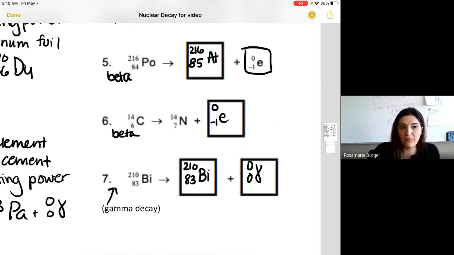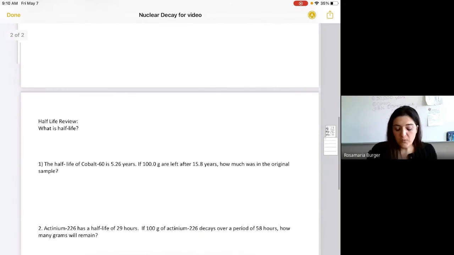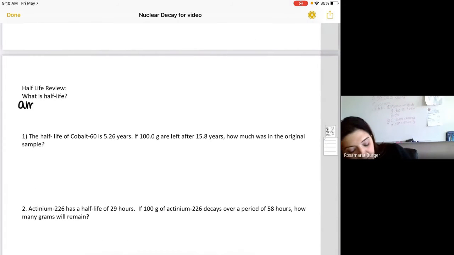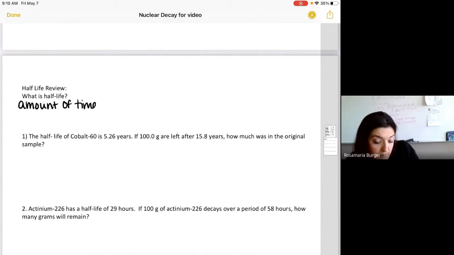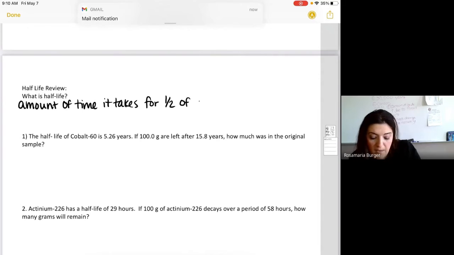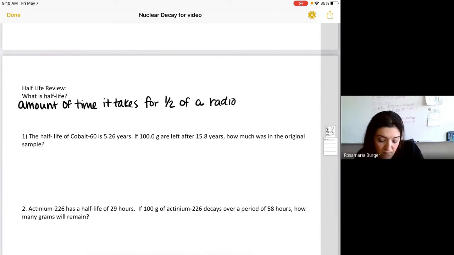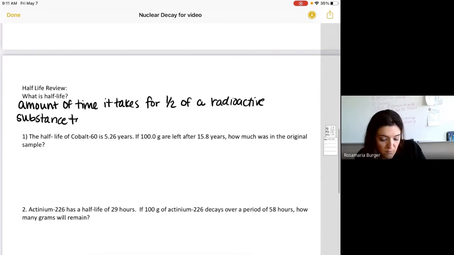Now we're going to talk about half-life. So what is half-life? Well, it's the amount of time it takes for half of a radioactive substance to decay into another. Let me pause for a second.